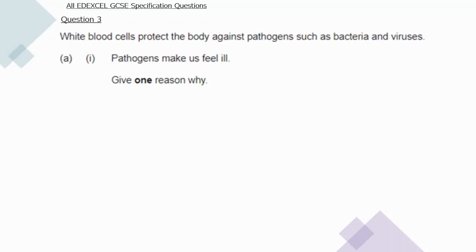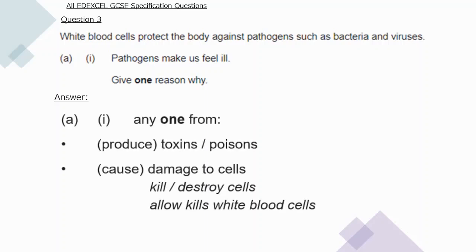Question 3. White blood cells protect the body against pathogens such as bacteria and viruses. Pathogens make us feel ill. Give one reason why. So we know that there's 2 main reasons why pathogens make us feel ill, and the first one is due to cell damage. The pathogens damage the cell or change the role of them, and also they produce toxins. So you could have either one of these points for your answer.